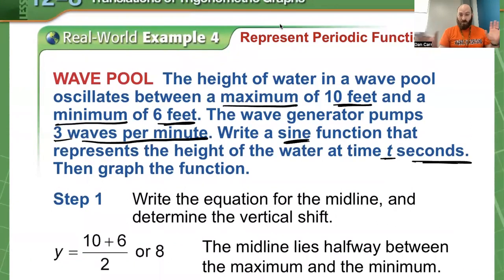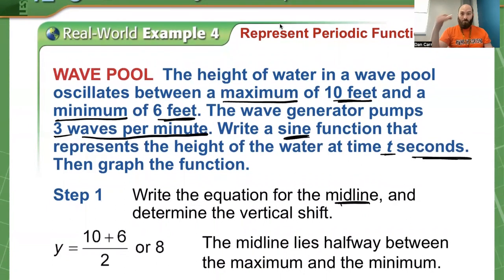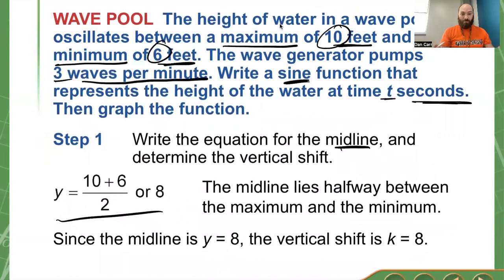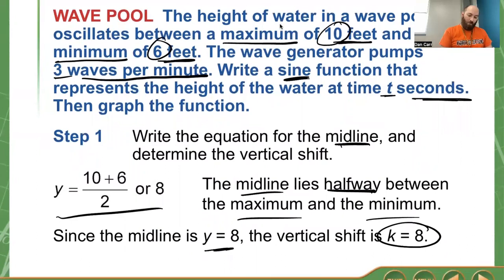First thing is, just like we did before, we want to find that midline to help us figure out any kind of vertical shift idea. So the midline is going to be right in the middle of our maximum and minimum. So that's what we're going to do here. y equals 10 plus 6 divided by 2, which is 16 over 2, which is 8. Since the midline is the equation y equals 8, my vertical shift k value is 8. So the whole sine curve is moving up 8 units. Okay? Because again, midline is halfway between maximum and minimum. So we've got k equals 8.